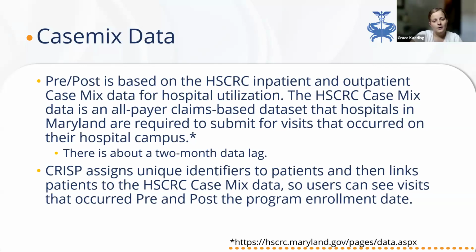One question that might come up is how you use the case mix data and link it to your patients. Basically, CRISP assigns a unique identifier to the patients that are uploaded in a program, based on the different upload methods. We'll go through that later today. Then we link the patients to the case mix data, and we're able to pull the utilization data for the patients before and after that program enrollment date.